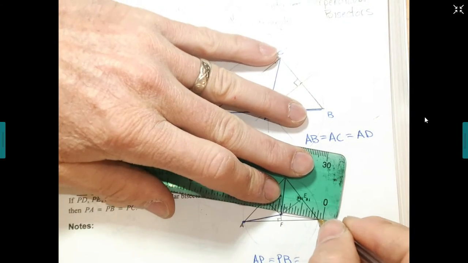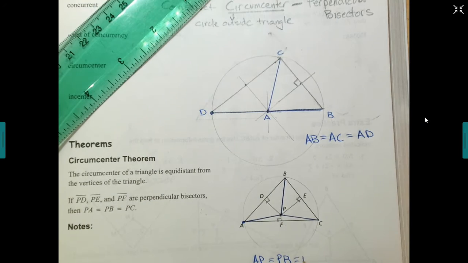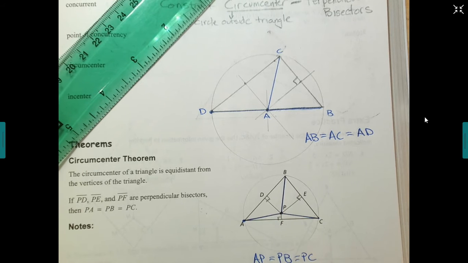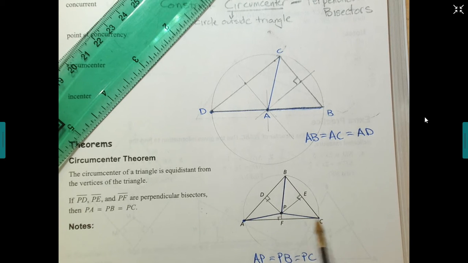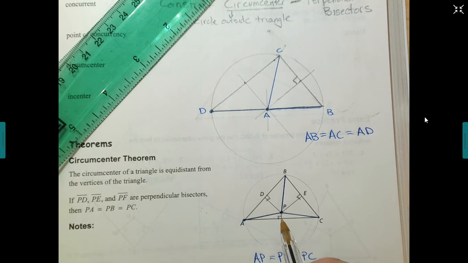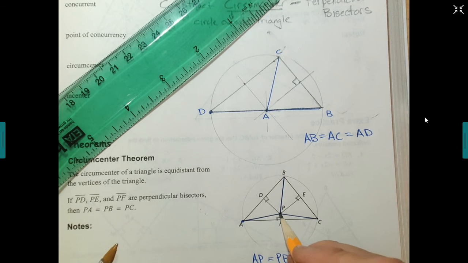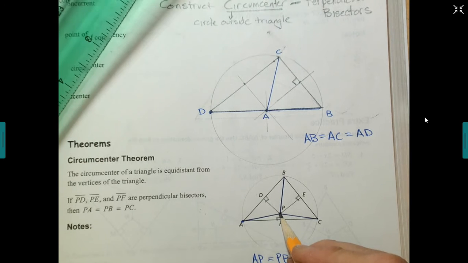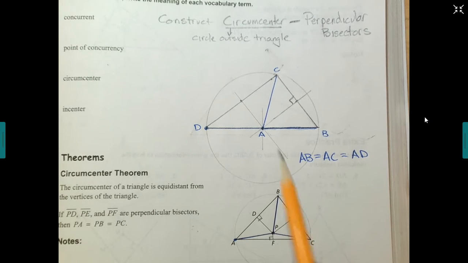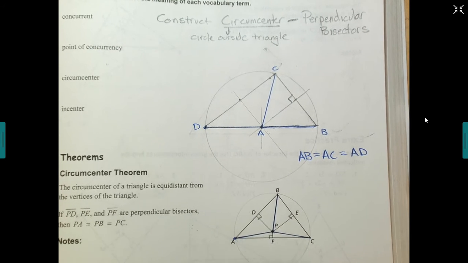So it helps if you could differentiate with color or a pen and a pencil that AP, BP, and PC are all radii of this circle. And PF and EP and DP, those are all perpendicular bisectors. So the takeaway from this is that these that go back to the vertex are all equal.